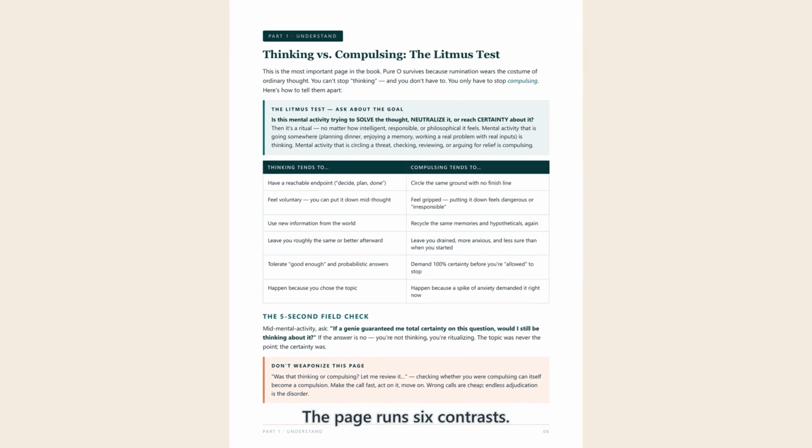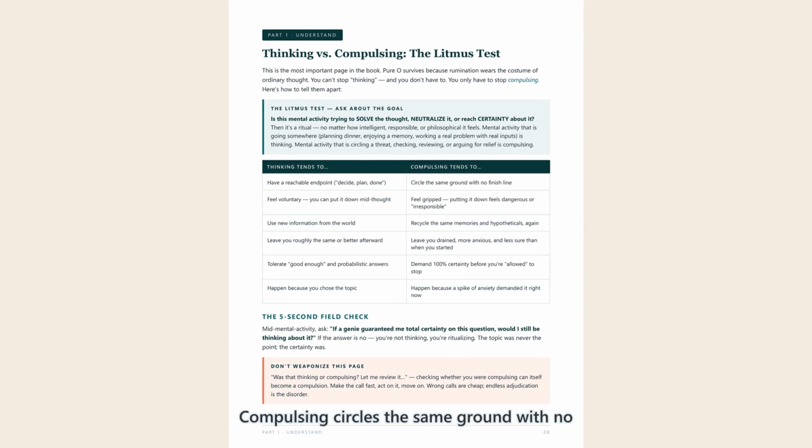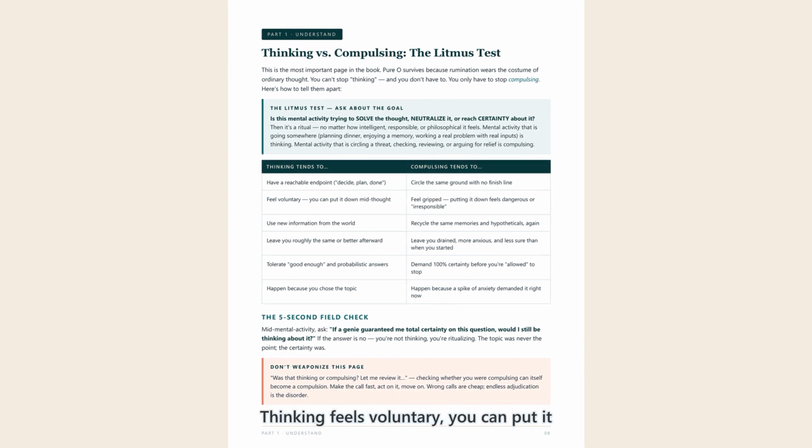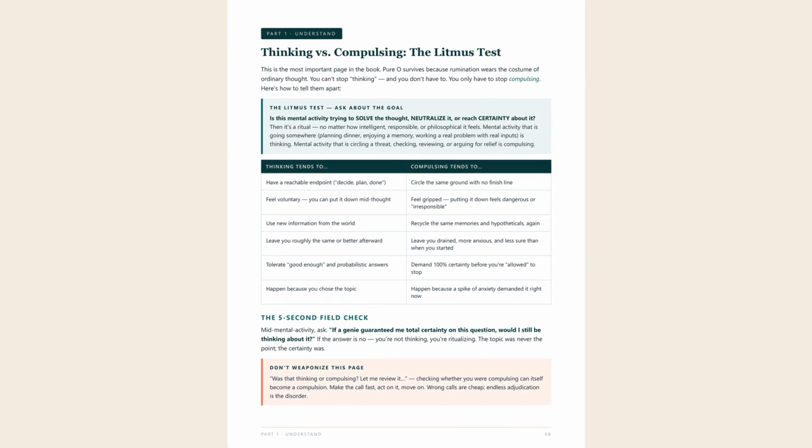The page runs 6 contrasts. Thinking has a reachable endpoint, decide, plan, done. Compulsing circles the same ground with no finish line. Thinking feels voluntary, you can put it down mid-thought. Compulsing feels gripped, and putting it down feels irresponsible.